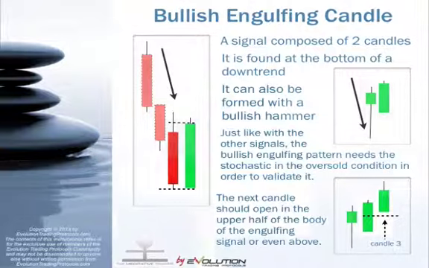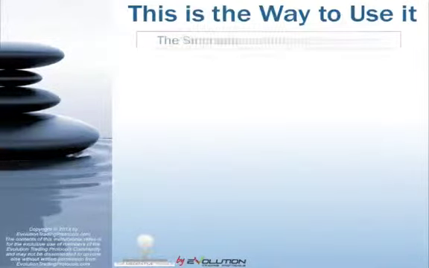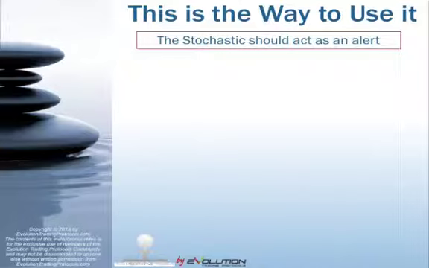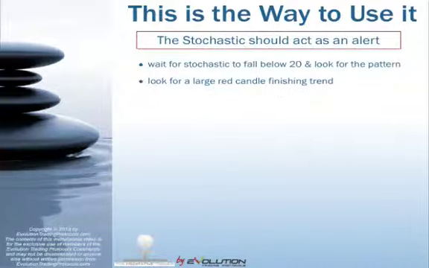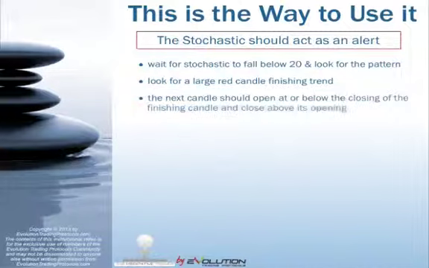The way to use it is simple. Look for the stochastic to give you the alert. In other words, wait until the stochastic is below the 20 area and start looking for your bullish candle patterns such as the bullish hammer or the bullish engulfing pattern. If you see the trend finishing with a large red candle and the next candle opens at or below its closing and closes above its opening, then you have a bullish engulfing pattern.